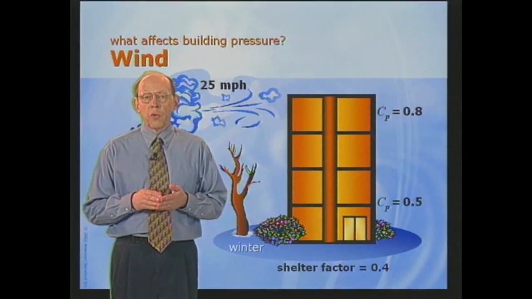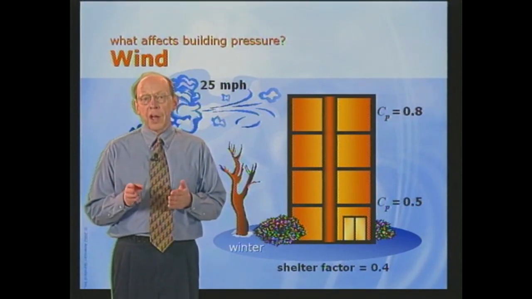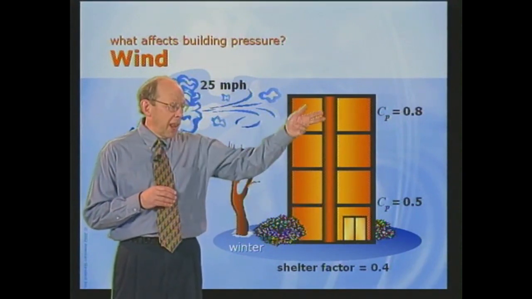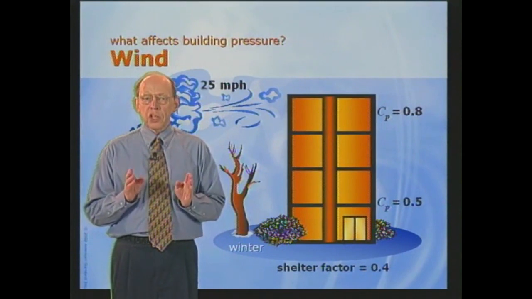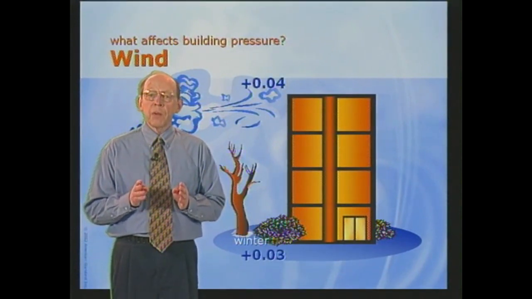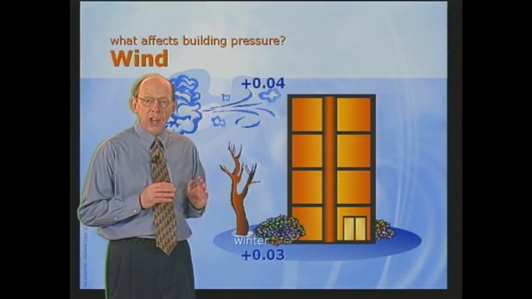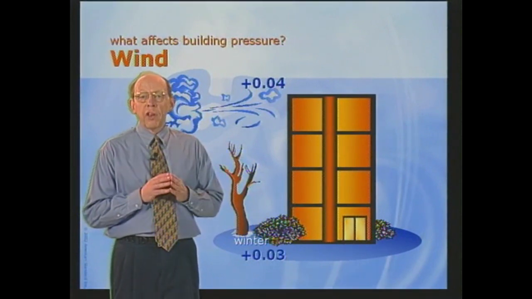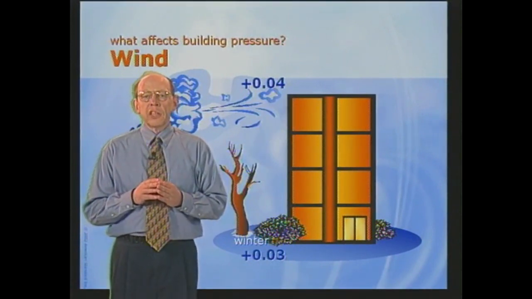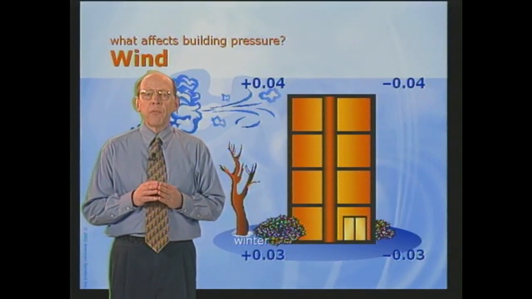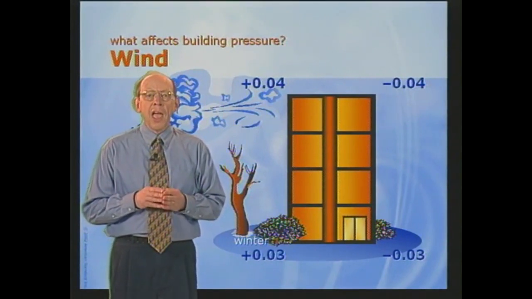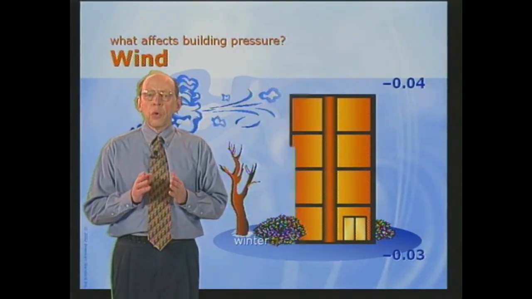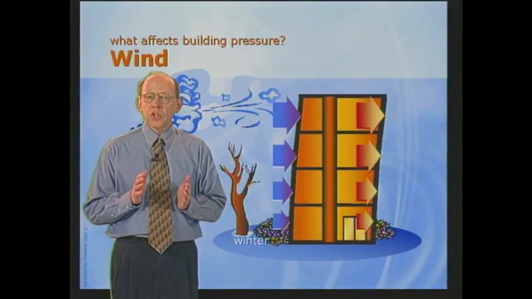The wind surface pressure coefficient depends on building elevation and wind direction. For our building, we assume it's 0.5 at ground level and 0.8 at the top floor. Using the equation, we find that the wind results in a positive outdoor pressure on the windward side of 0.03 inches at ground level and 0.4 inches at the top level. On the leeward side, it results in negative 0.03 inches at ground level and negative 0.04 inches at the top floor. In effect, the wind changes the effective outdoor static pressure.